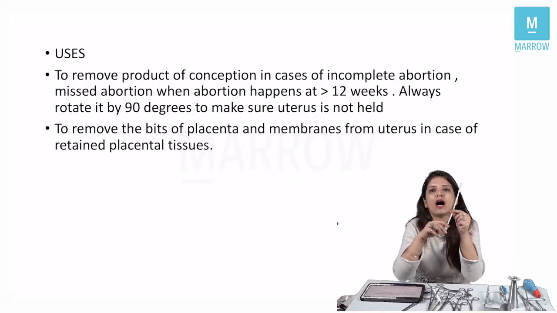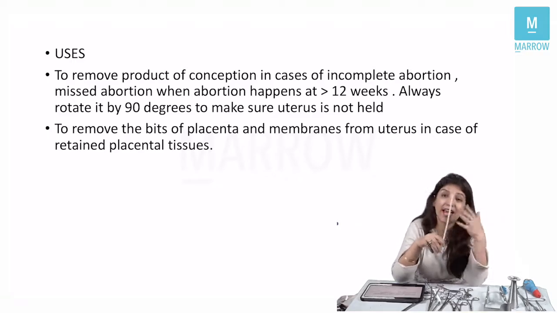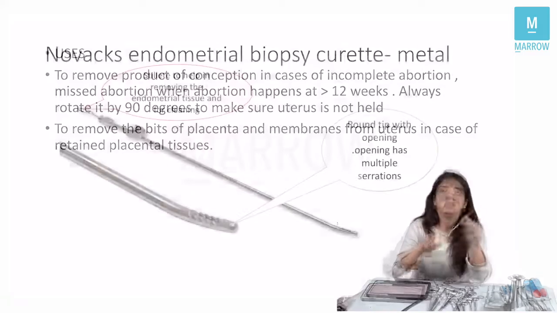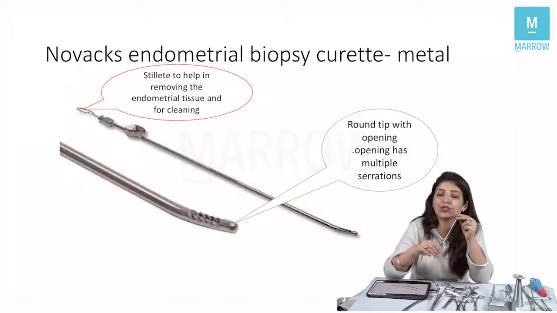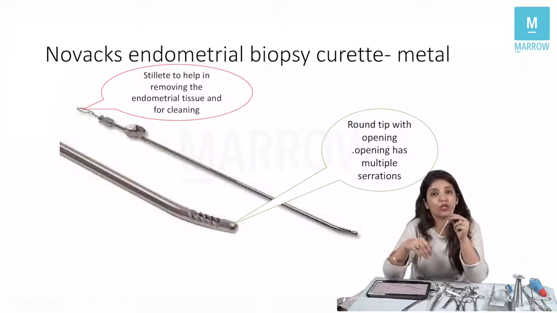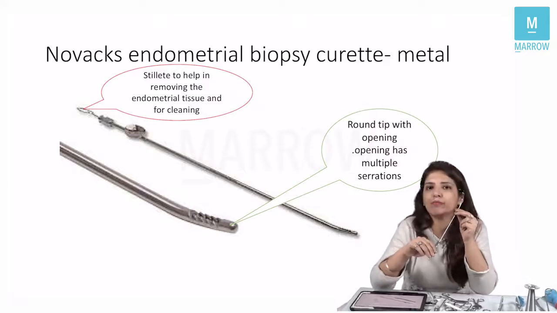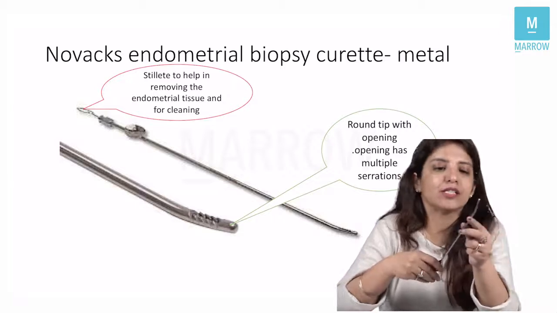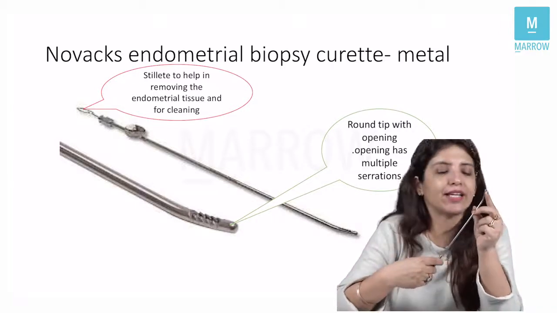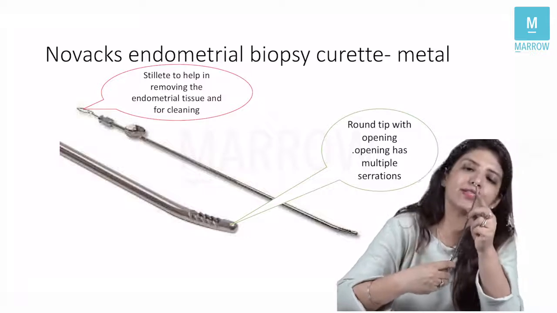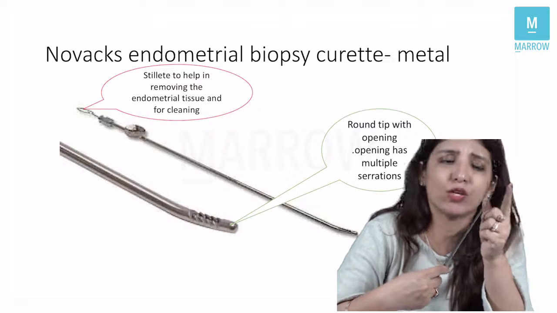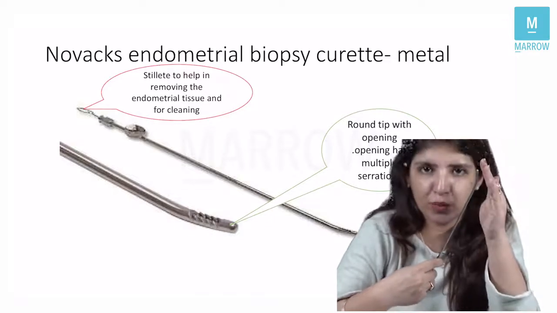As I told you, Karman's cannula can be used for doing endometrial biopsy, but that's not the best instrument. This over here in my hand is Novak's endometrial biopsy curette. The identifying features are, if you see the distal end, it has a curve, an angulated, smooth angle which is going up. So the distal tip is curved upwards.